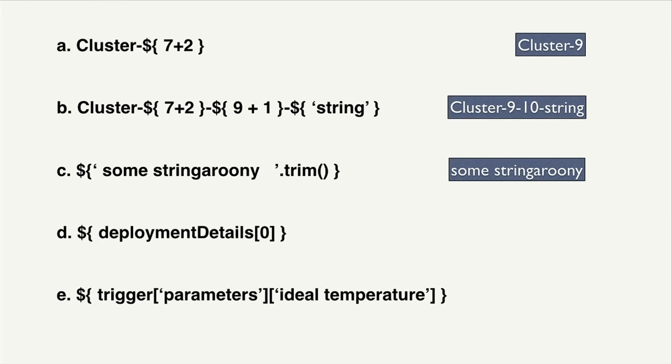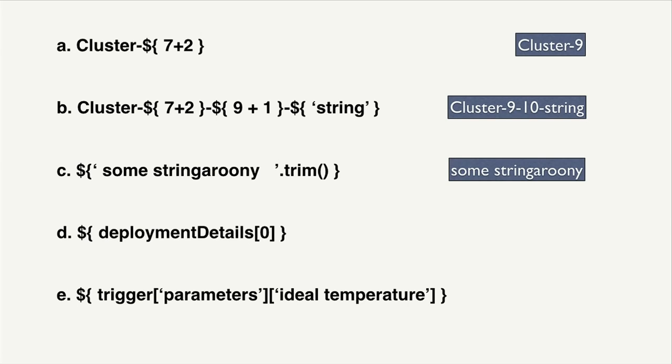So SpEL looks like this, right? I have an input box. I like to think of SpEL as input box plus plus, because basically what's happening is you're going in and you're typing an expression. That's the thing that is in between the $ curly bracket. And in the first example, in A, that cluster gets evaluated to cluster 9.